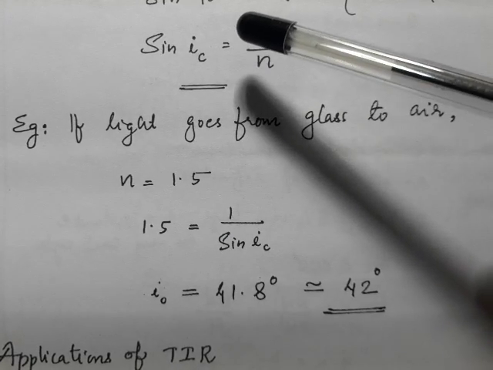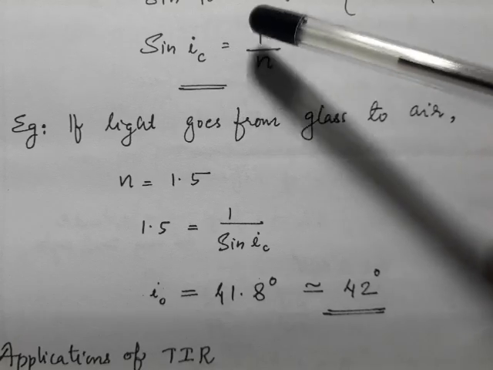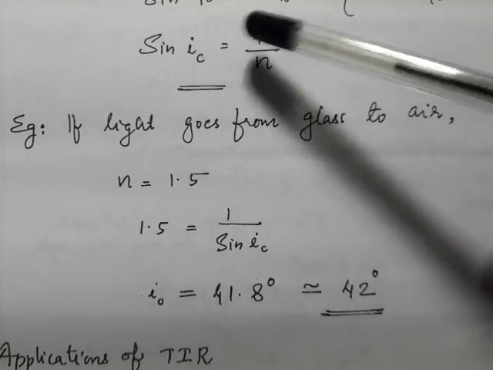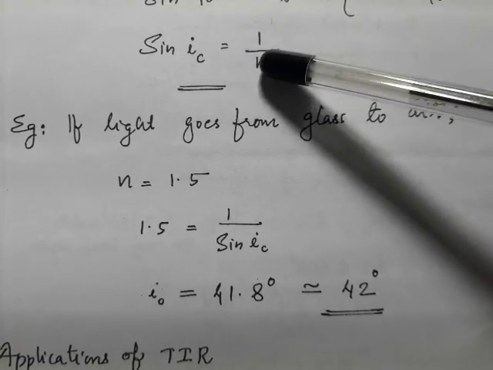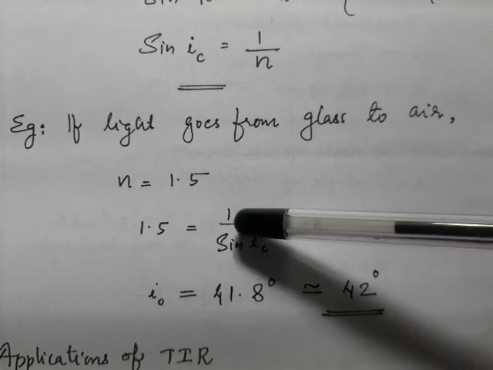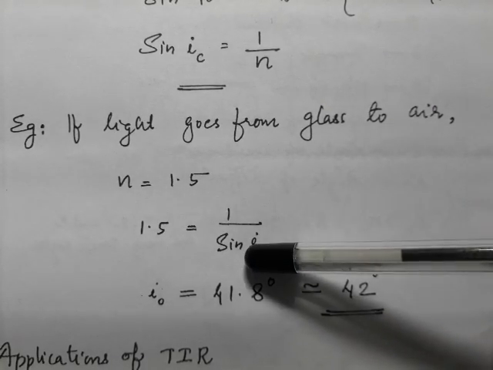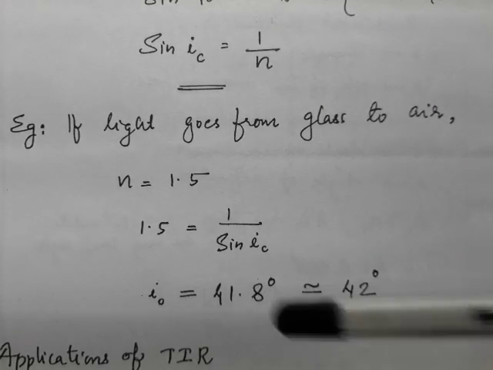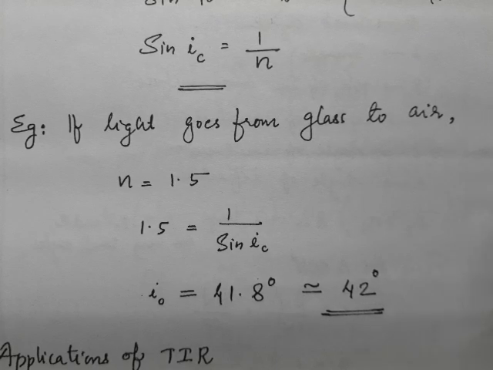So from here I can substitute. Here I have sin IC is equal to 1 by n, that is n is equal to 1 by sin IC. So 1.5 is equal to 1 by sin IC. From this I can find that angle as nearly 42 degree.